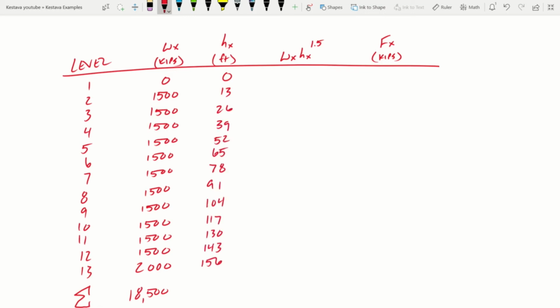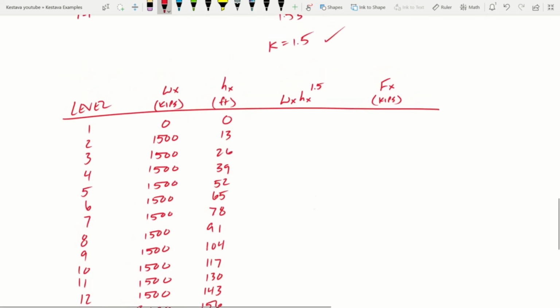Now, Wx times Hx raised to the 1.5, which is our k value. Well, if we go across, that's just 0. The top one's easy. 0, 0. Level 2, that gets us 70,308, and we'll go from there. So it's just plugging in these two values into that equation, and let's run it down.